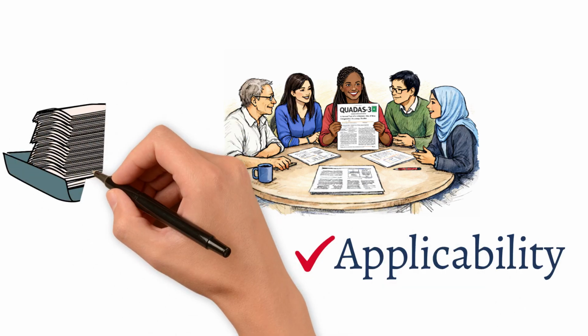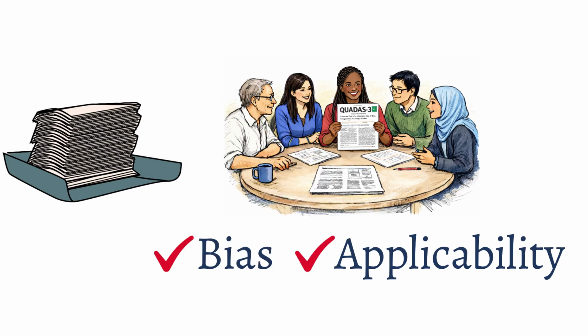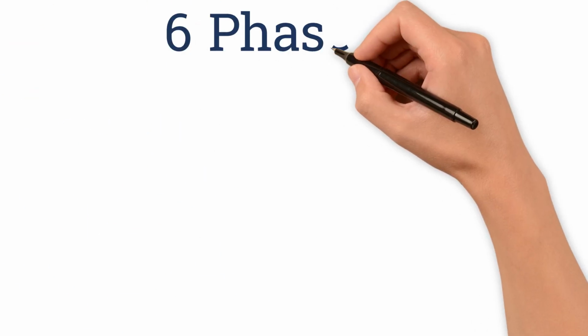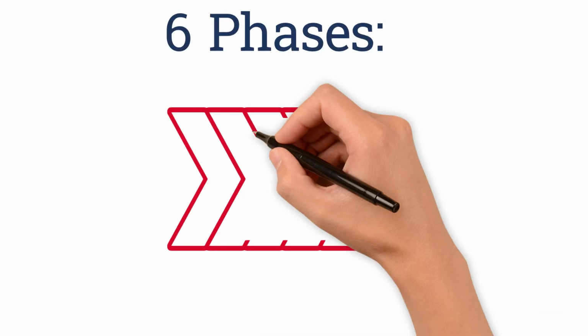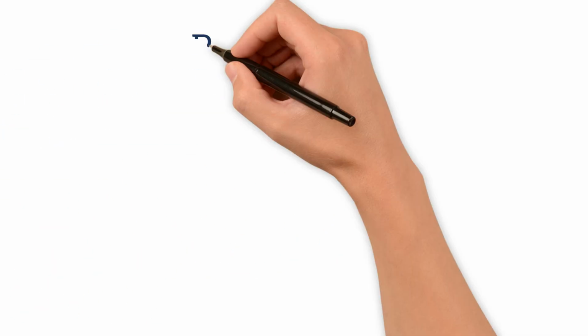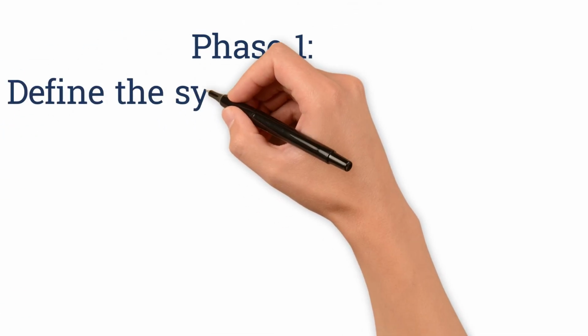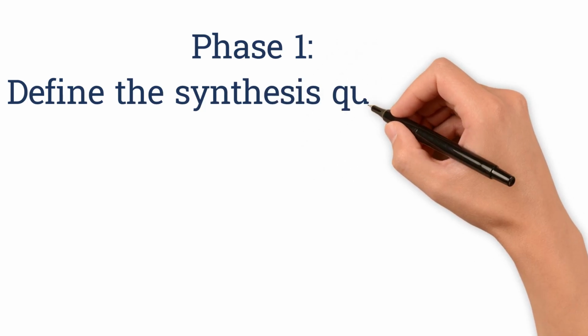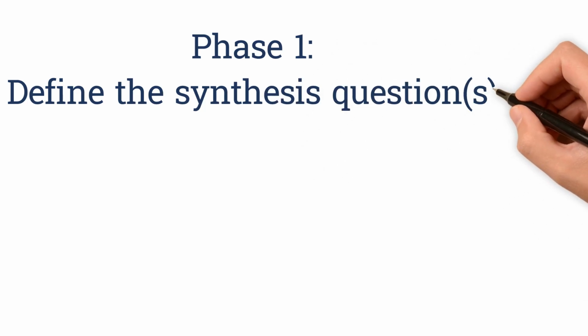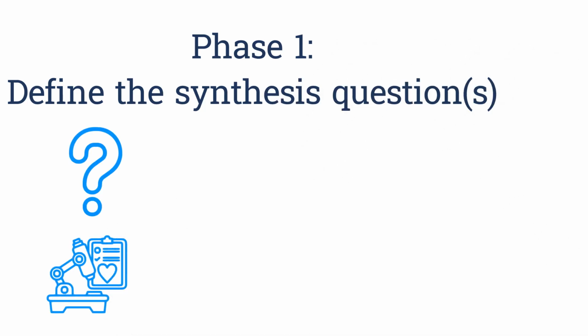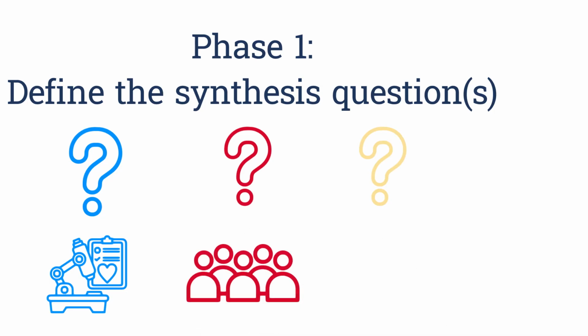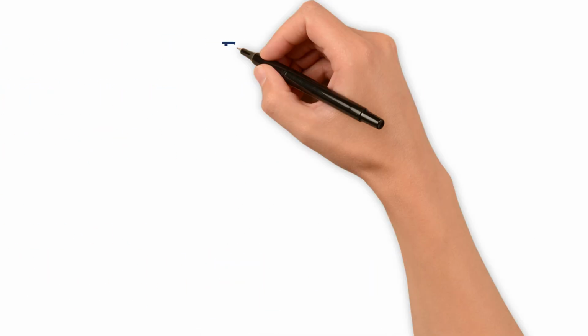It's primarily designed to be used in systematic reviews. QUADAS-3 is applied in 6 phases. A single review may address more than one synthesis question. The first phase of the QUADAS-3 assessment is to specify with sufficient detail the synthesis questions that you will answer with your review. Which test is being evaluated, in which patients, and what is the target condition.